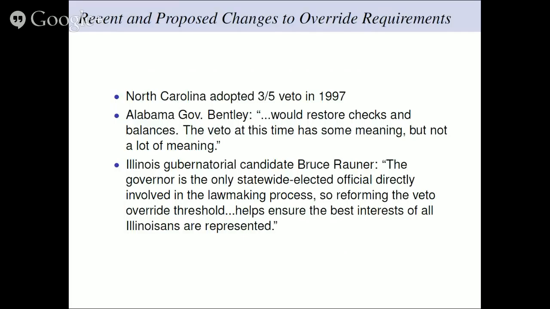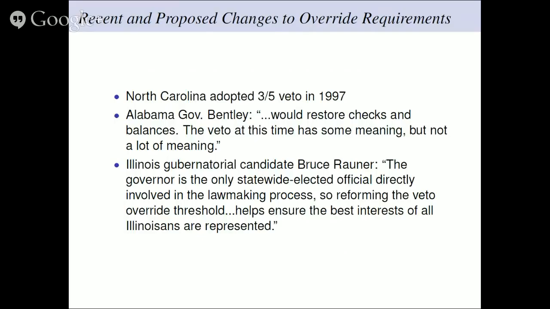In Illinois, there is currently a governor's race going on. Bruce Rauner is the Republican candidate, and he actually has a chance of winning. The incumbent Democratic governor, Pat Quinn, is not particularly popular. One of the things Bruce Rauner has been pushing is for voters in Illinois to raise the veto override requirement by ballot proposition from 3/5 to 2/3. Rauner says, correctly, that this would bring Illinois in line with most states, but he also makes this claim: the governor is the only statewide elected official involved in the lawmaking process, so raising it will help ensure the best interests of all Illinoisans are represented.